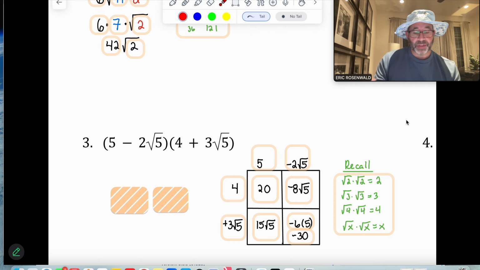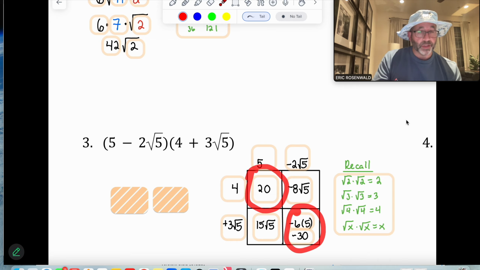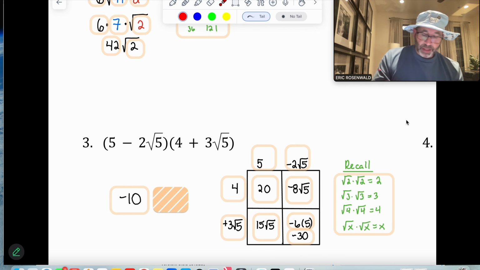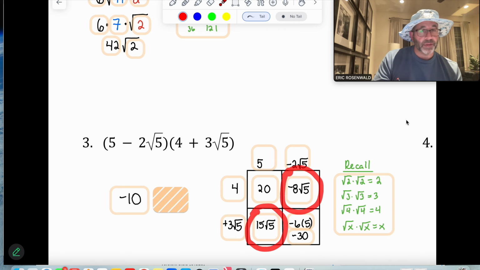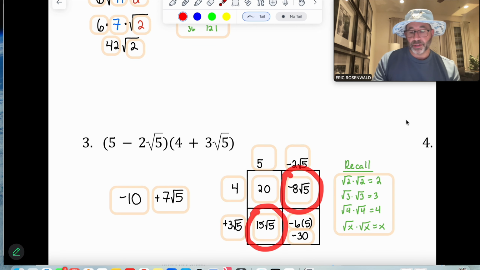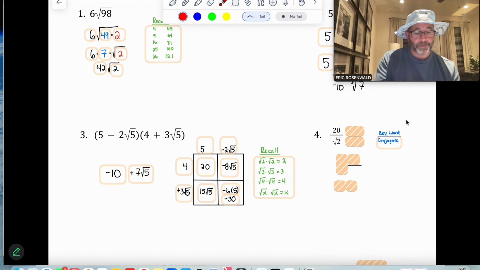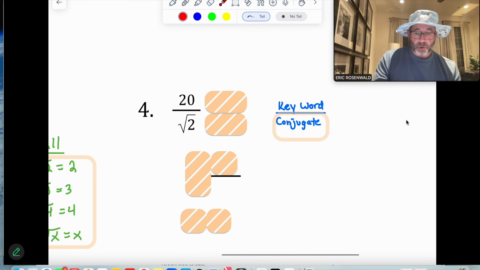So let's put the pieces together that go together. 20 doesn't have a root, nor does the negative 30. So we put those together, we have negative 10. And then on the last part here, we put the roots together. We have 15 root 5s minus 8 root 5s. So 15 minus 8 is going to turn into a 7 root 5. And that's your final answer. Okay.